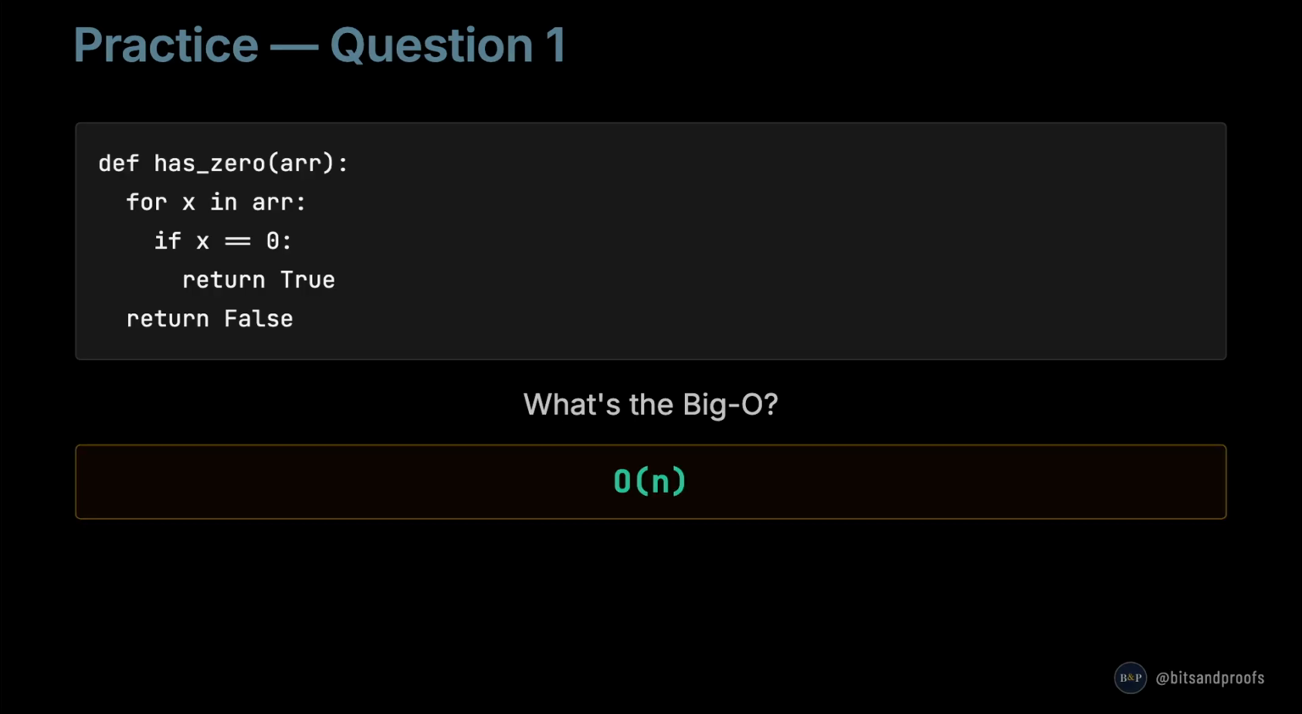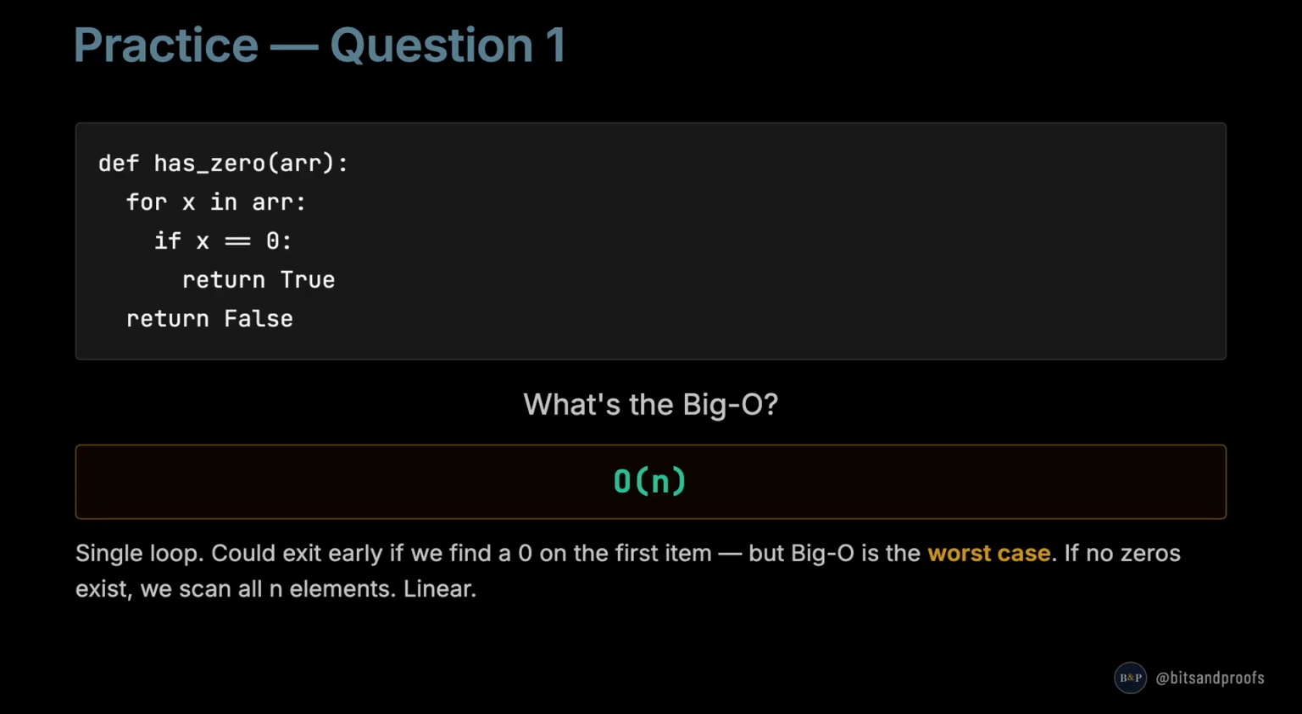The answer is O(n). Linear time. Let's walk through why. We have a single loop. By rule 1 of our recipe, one loop equals 1 factor of n. So we're either O(n) or simpler.